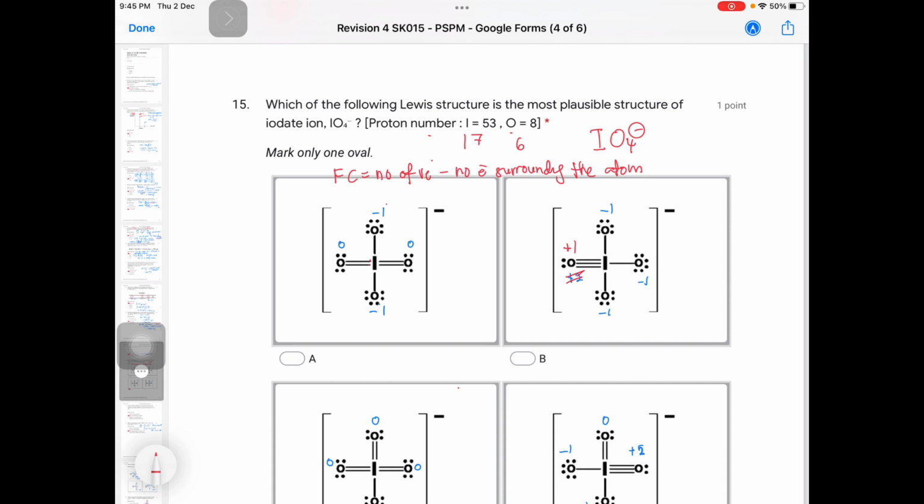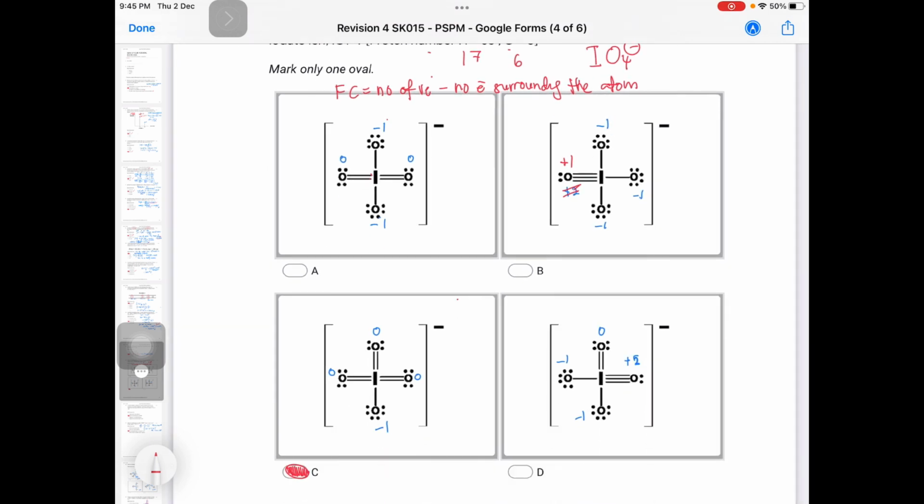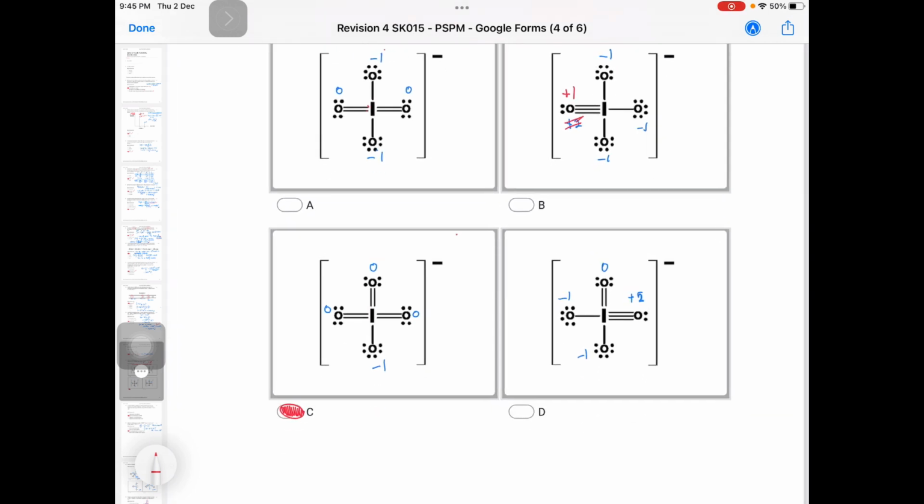And then negative 1, negative 1, negative 1, positive 1. So this one is 6 minus 6, 0, 6 minus 6, 0, 6 minus 6, 0, 6 minus 7, negative 1. Then this one is negative 1, negative 1, 0. So this one is 5 minus 6, positive 1. Okay, so the most plausible is structure C, because structure C satu saja yang ada negative 1. It bear the lowest formal charge.